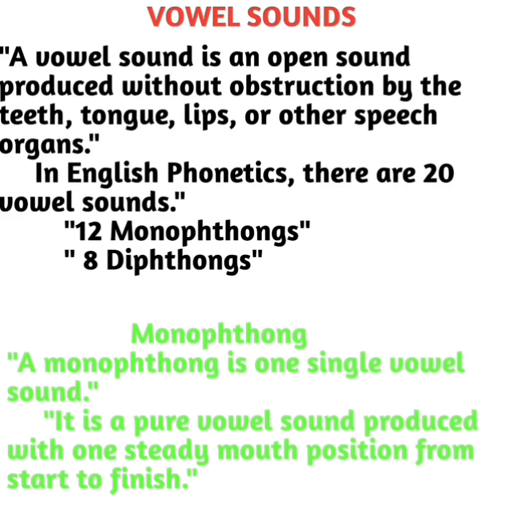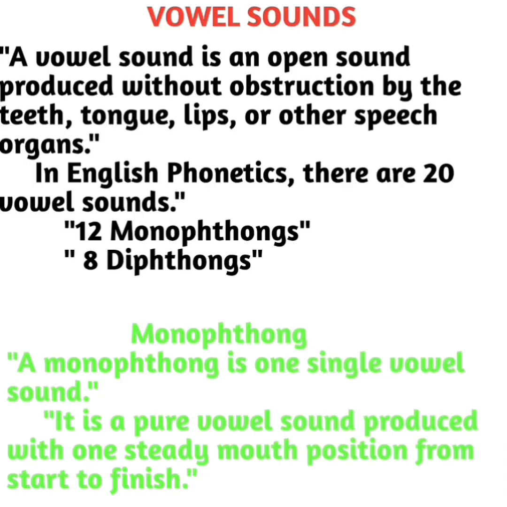So when we're talking about vowel sounds, we have 20 vowel sounds and they are classified into 2: we have monophthong and we have diphthong. Monophthong and diphthong all together have 20 vowel sounds. Monophthong has 12 sounds and diphthong has 8 sounds. We are going to examine all these sounds one after the other.